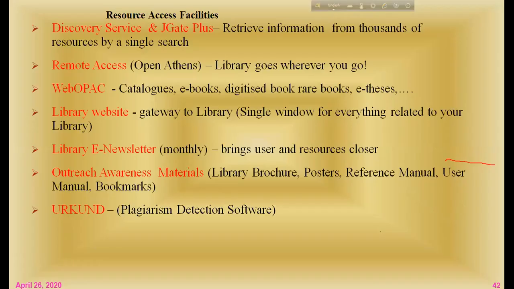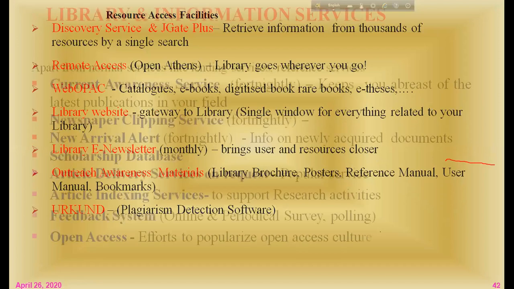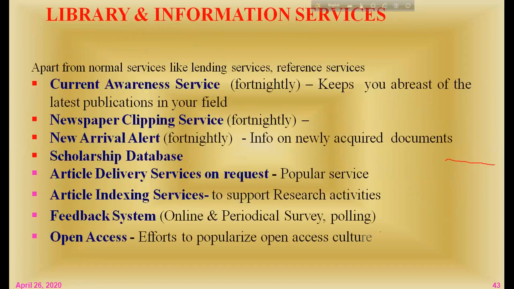Then we have resource access facilities. There are many, you see: discovery service, remote access, web park, library website, library user, as I told. Then the current awareness service fortnightly keeps you abreast of the latest publications in our field. And it will be surprising to know that whenever we find any news about Vishwa Bharati in the newspaper, that is of course positive news, we digitize that portion and upload it on our library website to make an archive. Sometimes students of social science have a dissertation or PhD, and we have a journalism and mass communication department. For them, it's a very handy tool to conduct their assignments and dissertations.